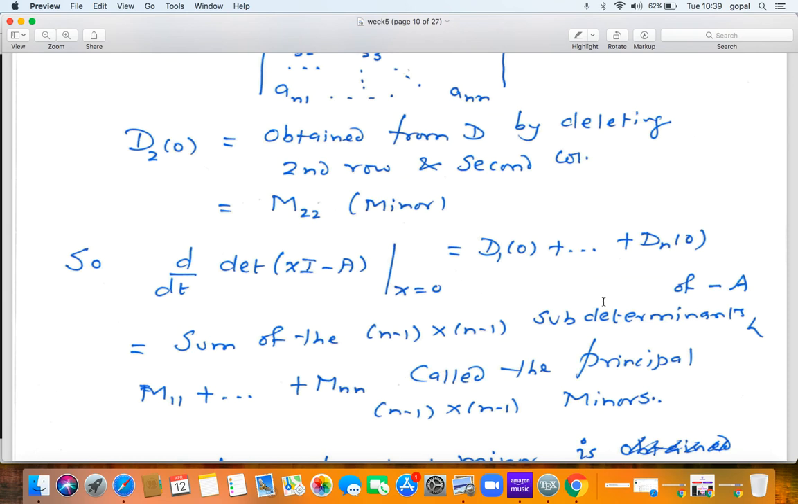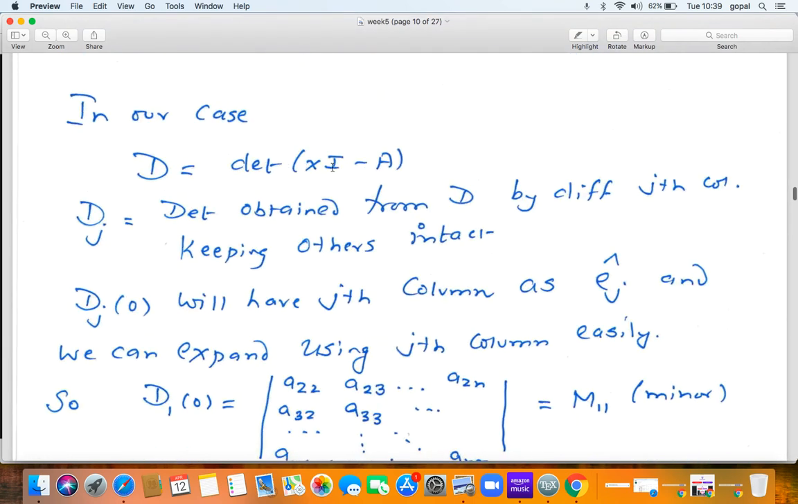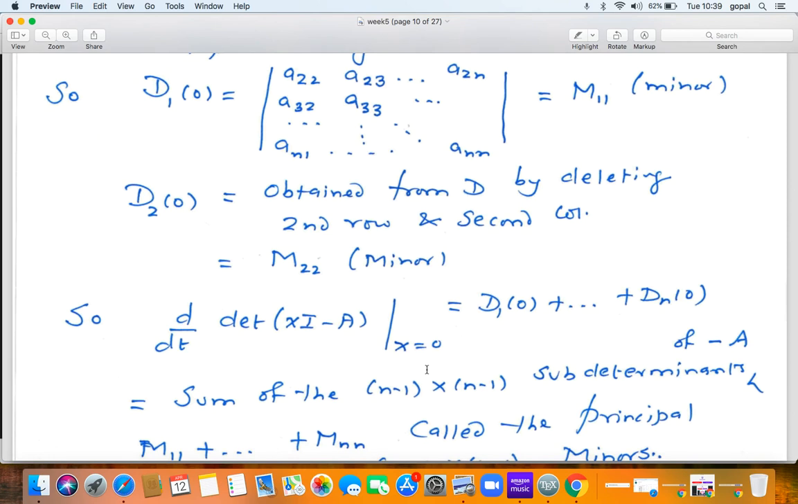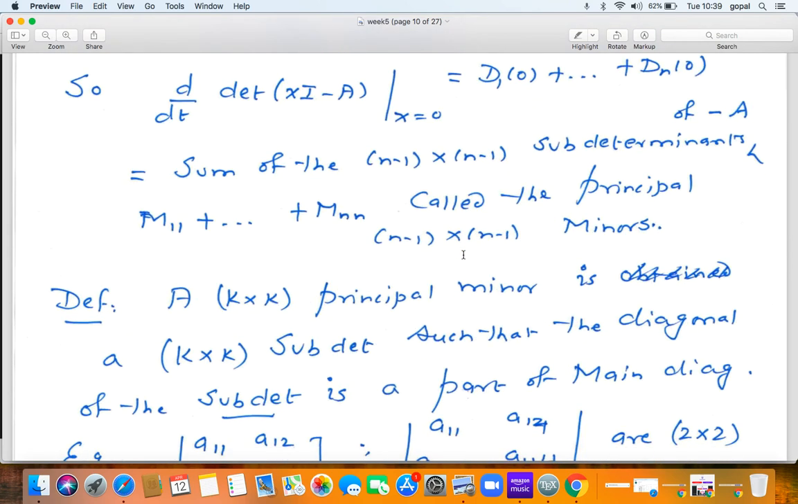Of course, there's going to be a minus 1 to the power n minus 1 because we're doing it not with A but with minus A. Remember, because it is xI minus A, there'll be a minus sign. Okay, so maybe I should put a minus sign here also. I'll do these changes when I share the slide with you.